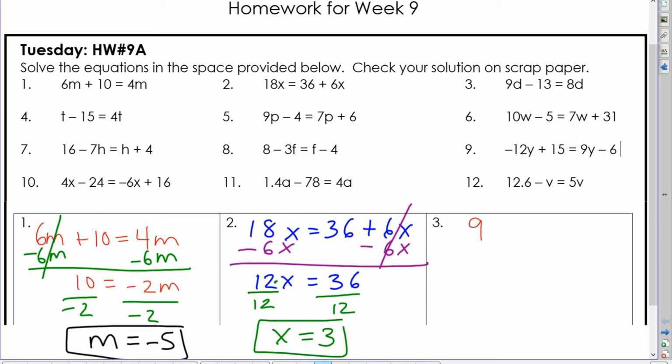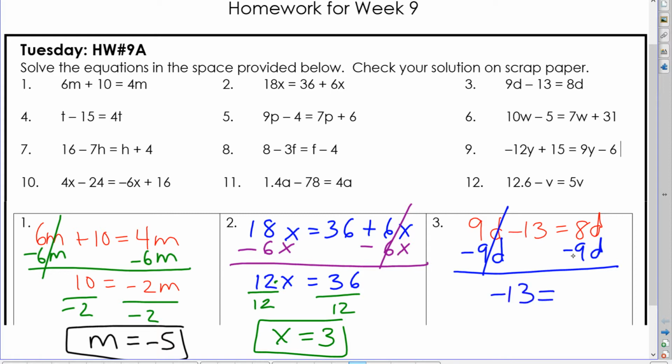Number 3, 9d minus 13 is equal to 8d. The left side has more terms, so I'm going to subtract the variable term, since the right side has a variable term. Bring down my constant, bring down my equal sign, and combine like terms. 8d minus 9d is negative 1d. Divide both sides by negative 1, and I get my final answer, positive 13.